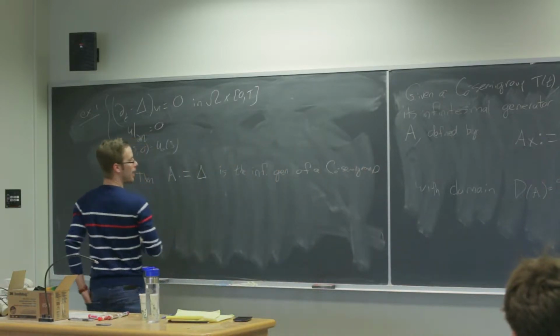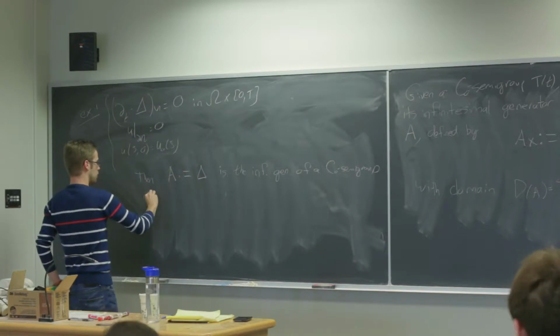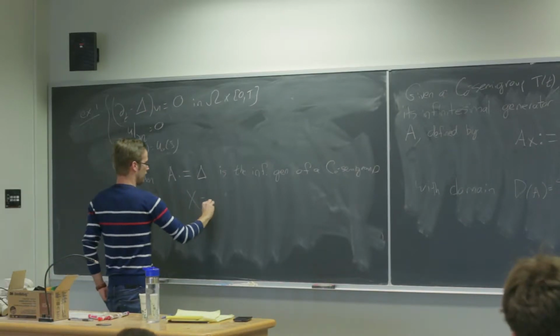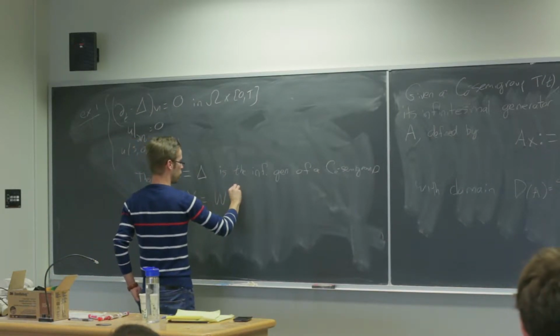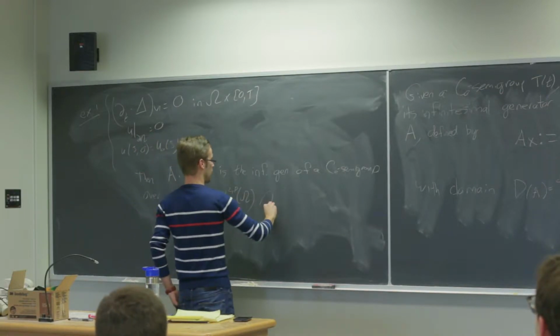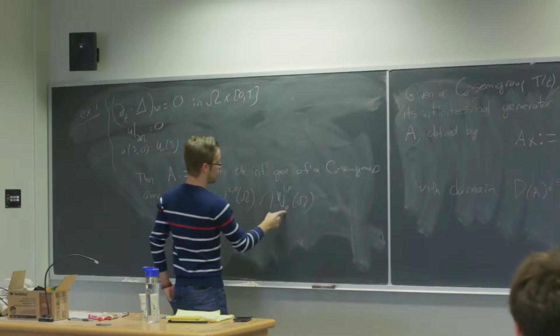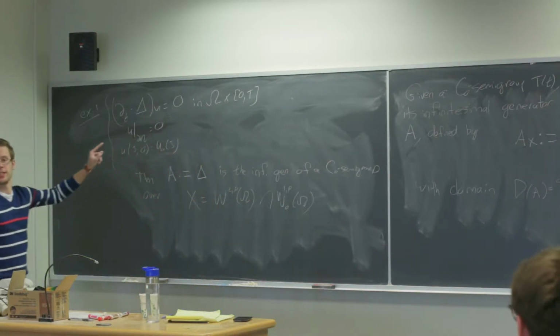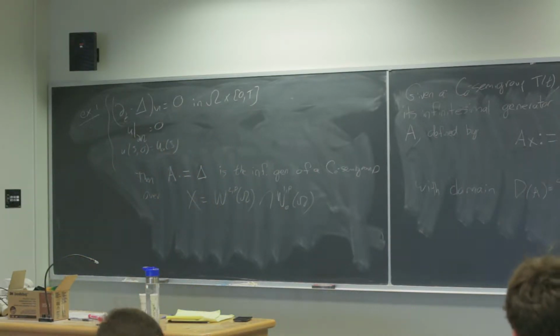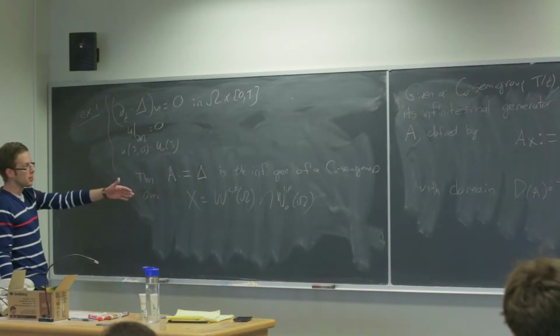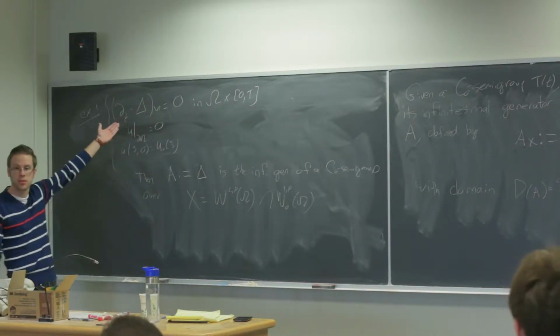I didn't tell you what my Banach space is yet. X is going to be the Sobolev space W^{2,p} intersect W^{1,p}_0 of omega, and this 0 is expected because I have 0 boundary data here. So this is one example of the infinitesimal generator versus semigroup. This semigroup is actually called the heat semigroup, as it's the solution of the heat equation.